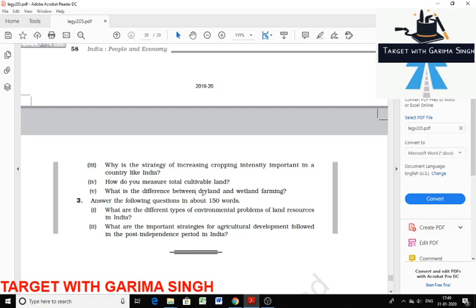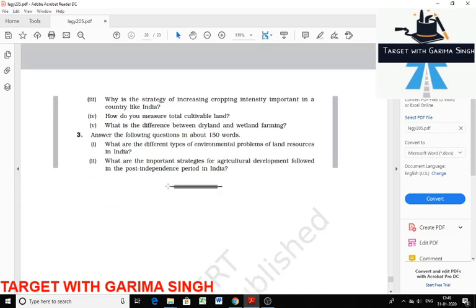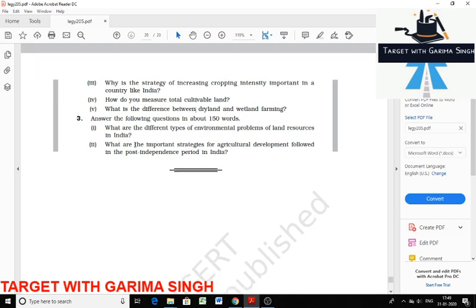Then dryland is practiced in areas like northern Madhya Pradesh and Rajasthan. Wetland is practiced in the rainier parts of Bihar and West Bengal. Now move on to the long question type. Let's discuss the first one. What are the different types of environmental problems of land resources in India?